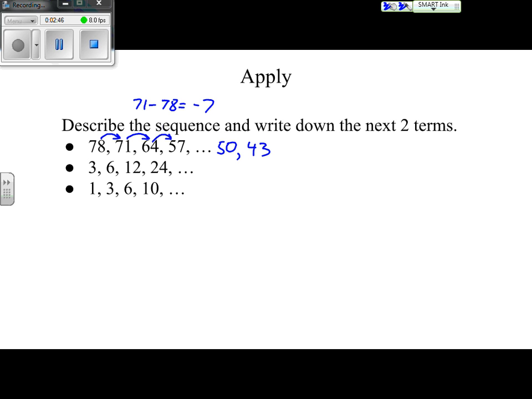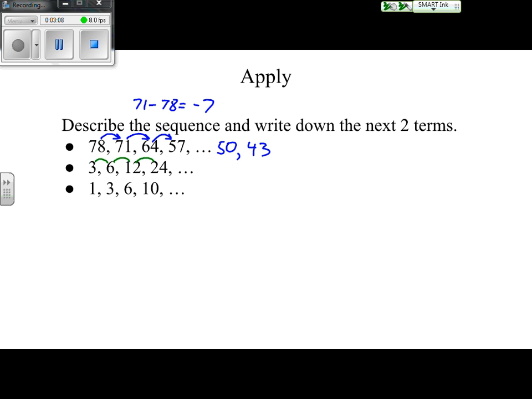Now, as I look at this next one, I've got the 3 going to the 6. So that's getting bigger this time. It's getting bigger by 3. And then as I go from the 6 to the 12, I'm getting bigger by 6. And then from the 12 to 24, I'm getting bigger by 12. So every time I got bigger by the same value that I just had written down. So essentially what's happening is I'm doubling.